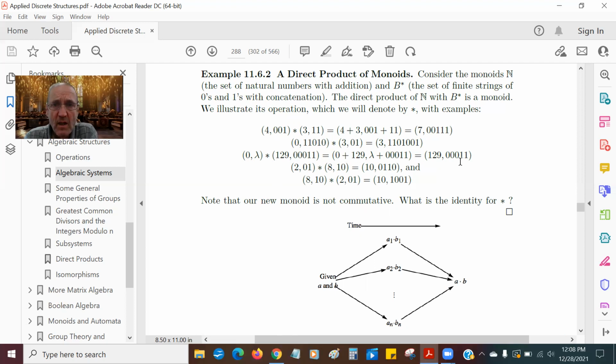And so we're all good. And gamma, as you see, is the identity element of B, B star, I should say.